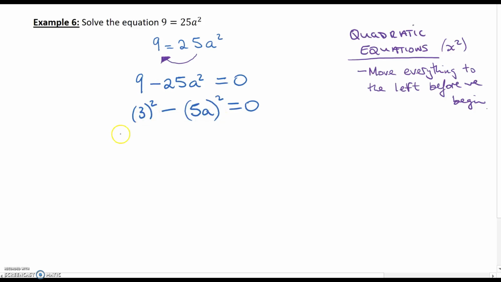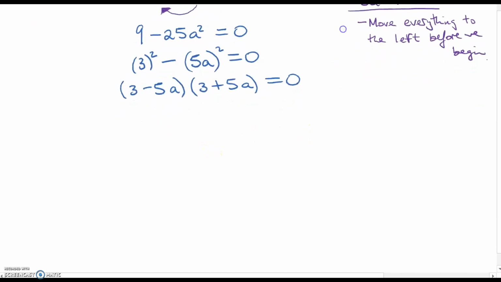Okay, the pattern, remember, is the first minus the second, so 3 minus 5a, times the first plus the second, 3 plus 5a. And put that equal to 0. And now again, when you've got a product and the product is equal to 0, then each of the individual factors, one or both of them, had to be equal to 0. So we have 3 minus 5a equals 0, and 3 plus 5a equals 0.